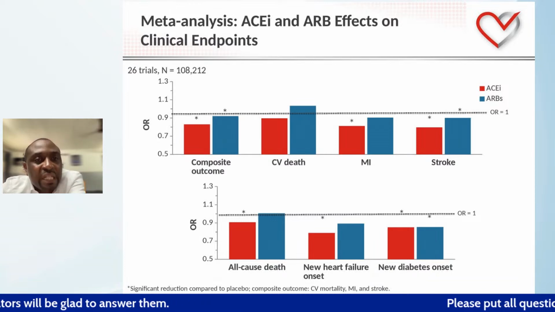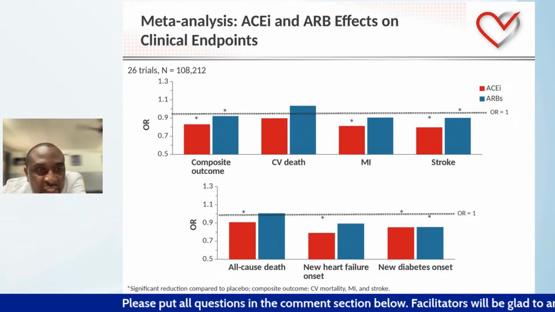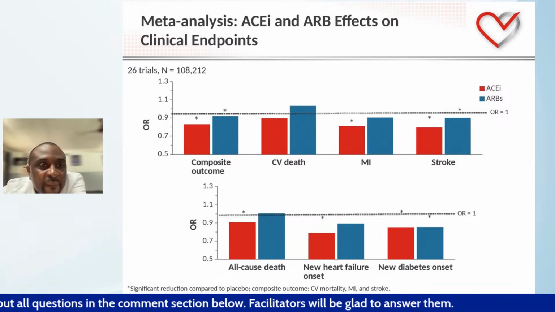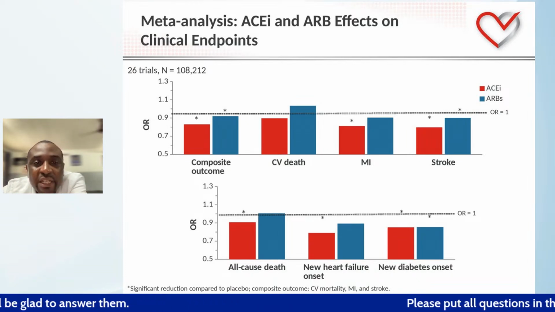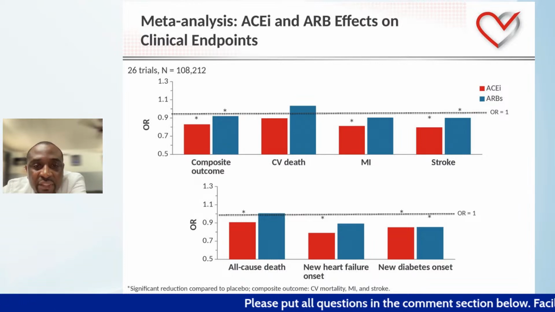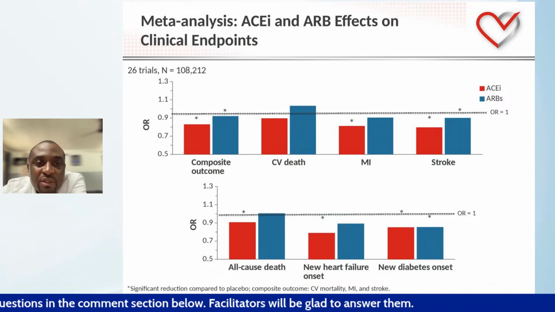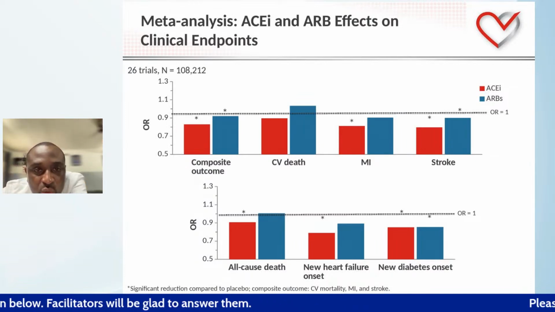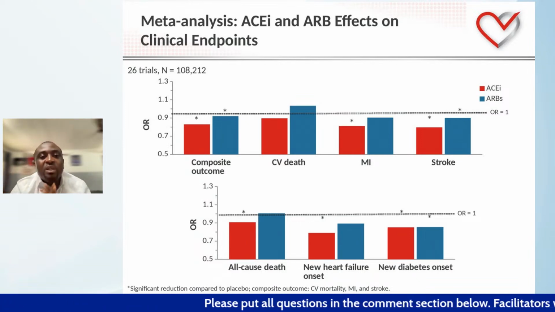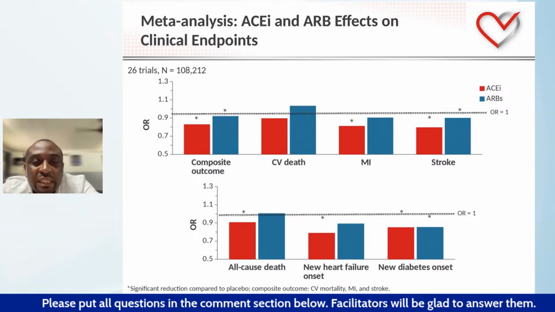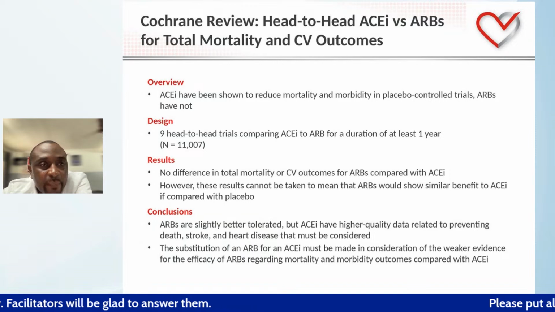Again, some clinical endpoints were looked at comparing the effects of ACE inhibitors and ARBs. The line you're seeing is the line of unity, which is 1. The red, which is ACE inhibitor, was favorable in reducing the composite outcome, cardiovascular death, myocardial infarction, stroke, all-cause mortality, new onset heart failure, and new onset diabetes. But the same cannot be said for ARBs, in blue, for cardiovascular death, and that is what the earlier meta-analysis showed. Again, the same cannot be said for reducing all-cause death. So when you have to give medication that will reduce cardiovascular death and all-cause mortality, it is good to consider ACE inhibitors given the evidence we have.